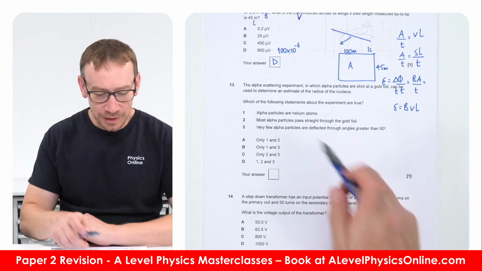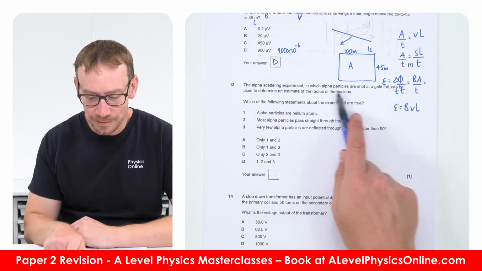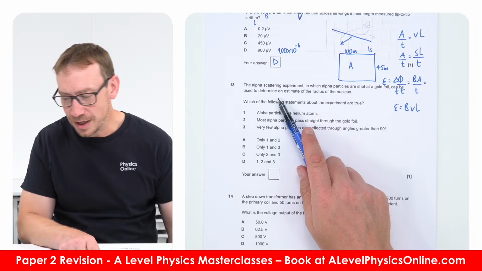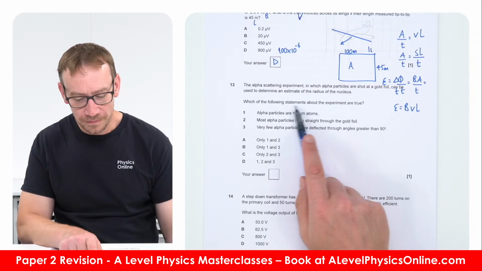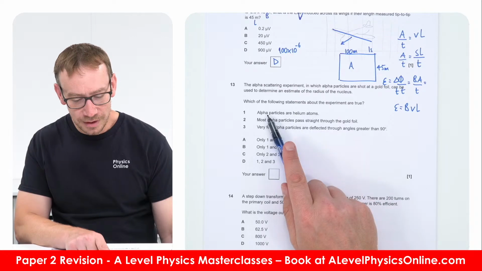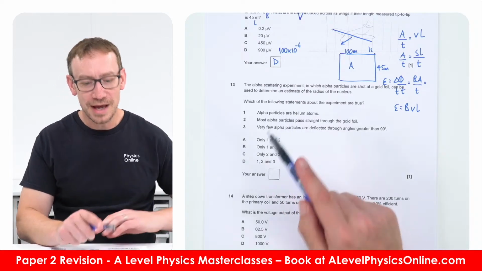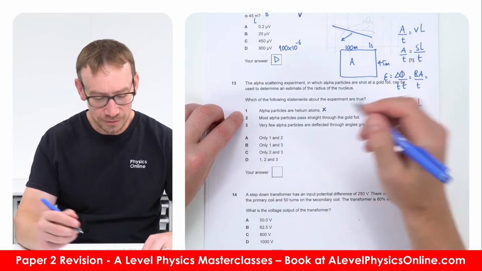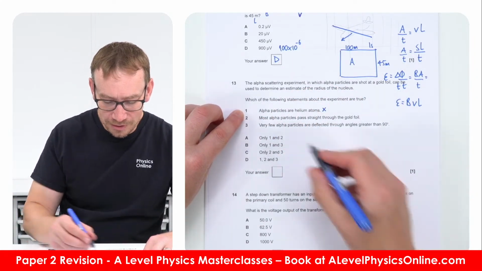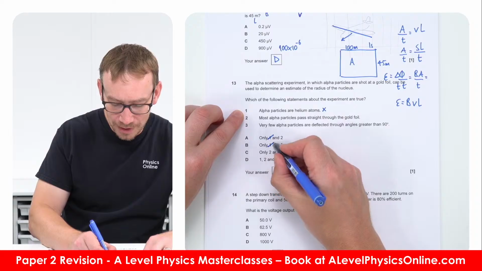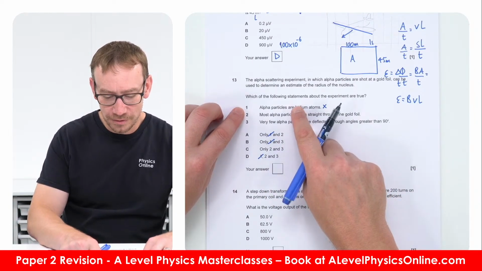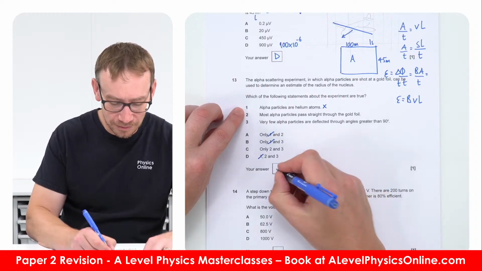That's just the alpha scattering experiment, in which alpha particles are shot at a gold foil, can be used to determine an estimate of the radius of the nucleus. Which of the following are true? Alpha particles are helium atoms. That's not true because they're helium nuclei. So 1 isn't true, which actually means it can't be A or B or D. So because 1 isn't true, the only correct answer for this must be C.